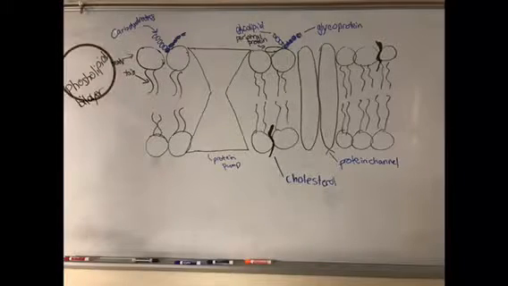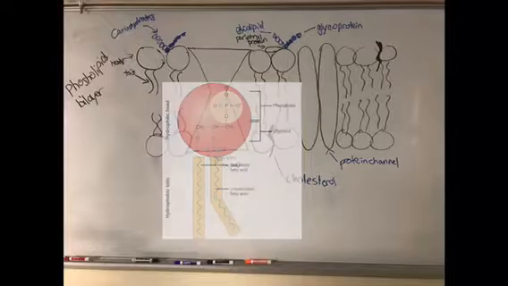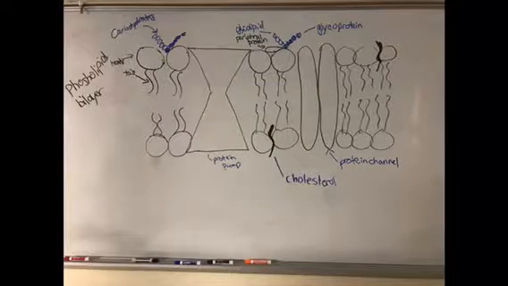A phospholipid is a lipid where one of the fatty acids is replaced by a phosphate group. An amphipathic molecule is a molecule that is both hydrophilic and hydrophobic. The phospholipids are made up of two molecules, the head and the tail.